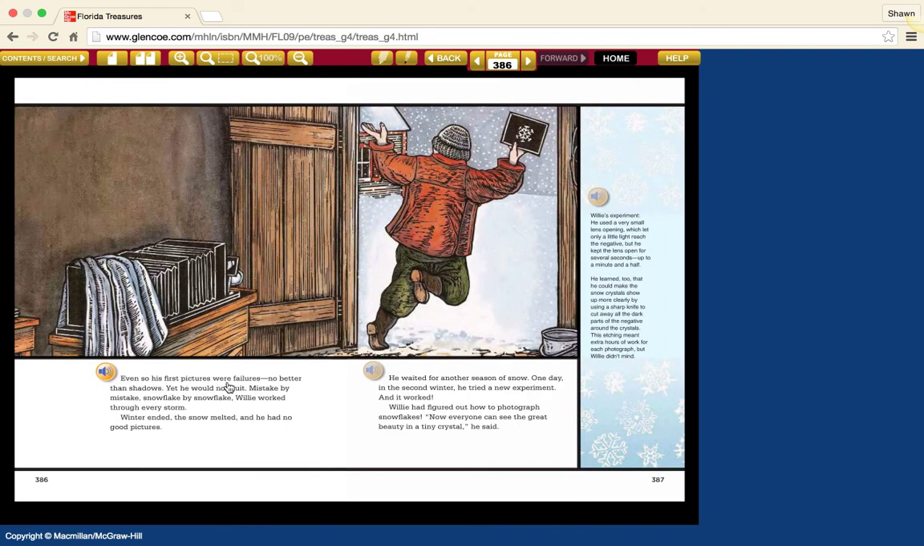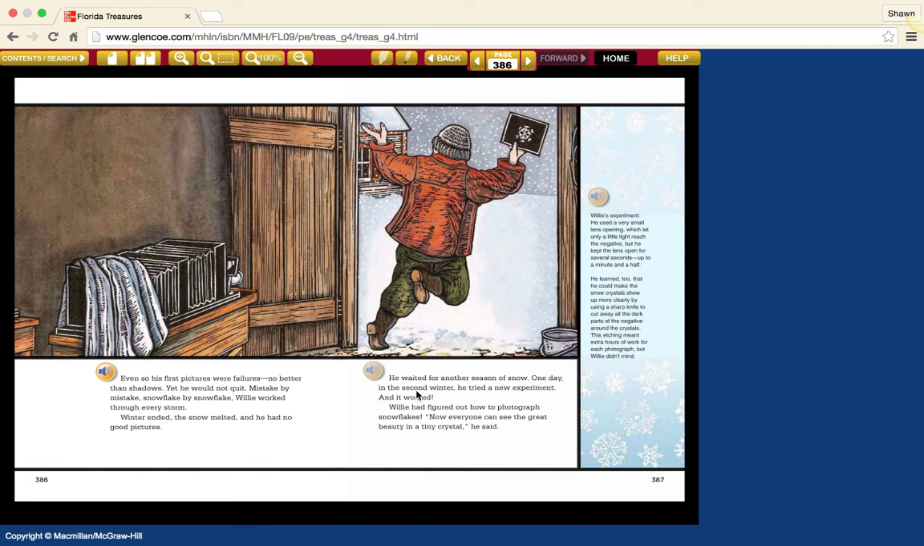Even so, his first pictures were failures. Sometimes that happens. Sometimes you start something and it doesn't always work out the way you want it, but you got to keep going. No better than shadows, yet he would not quit. Mistake by mistake, snowflake by snowflake, Willie worked through every storm. Winter ended, the snow melted, and he had no good pictures. He waited for another season of snow.